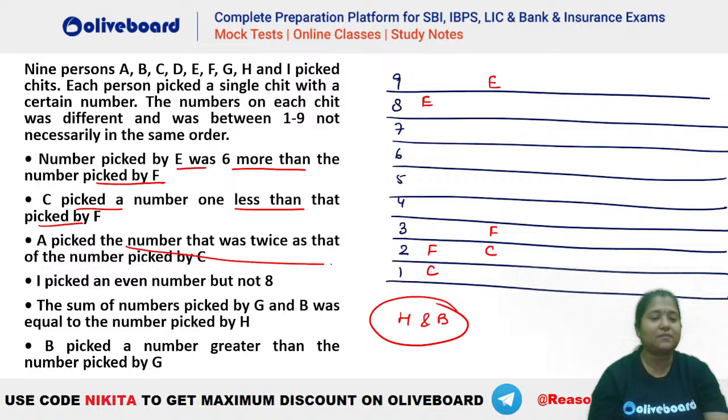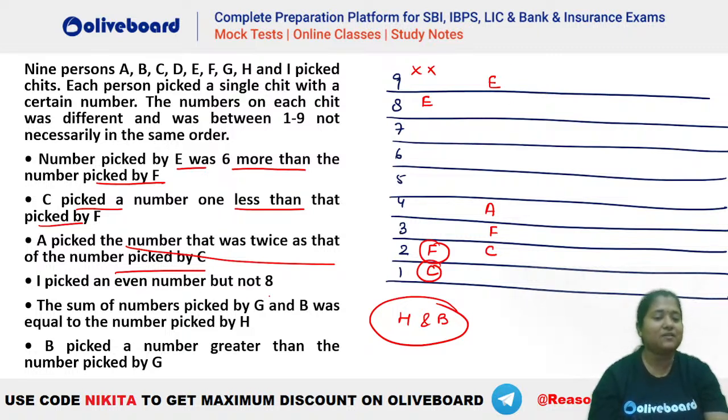Now A picked up a number that is twice that of C. So here you can see in the first case, we cannot have A because twice of C we already have F. That means this case is invalid. So the second case will be the valid one. A is twice of C, that means A has to be 4. Okay, so this will be the arrangement.